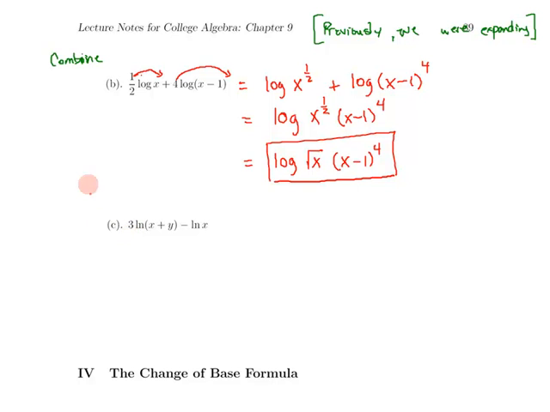Let's do one more, again being asked to combine. We start by making sure that we have 1 in front of each one of these, so I need to bring in the 3 using the power rule. This gives me the natural log of x plus y cubed minus the natural log of x. Now apply the quotient rule because we have the difference of two logs. That's the natural log of the first, which is x plus y cubed, divided by the natural log of the second, which is x.